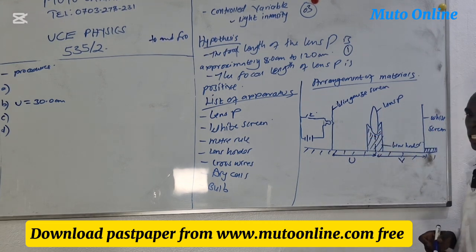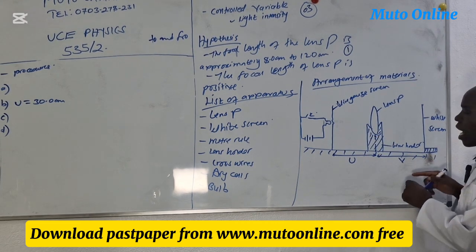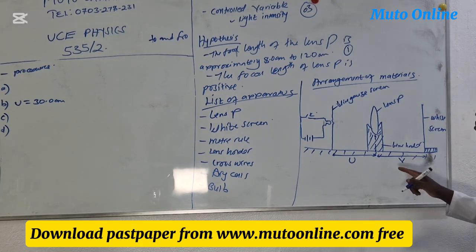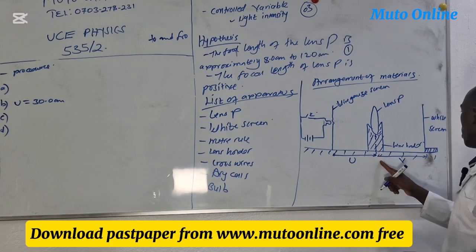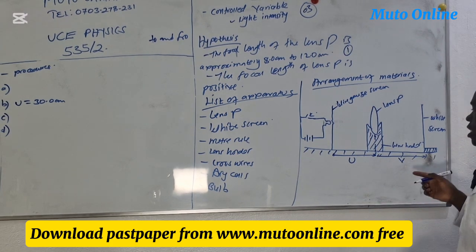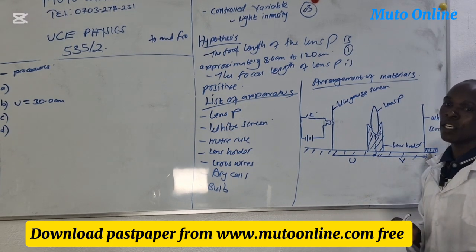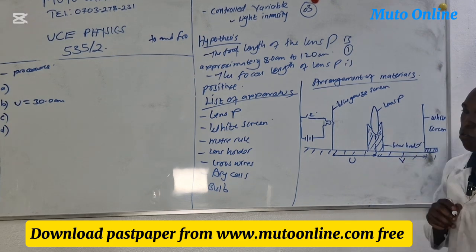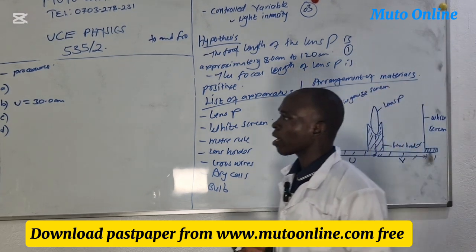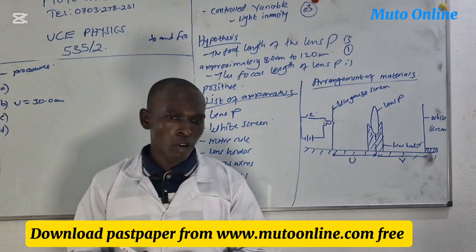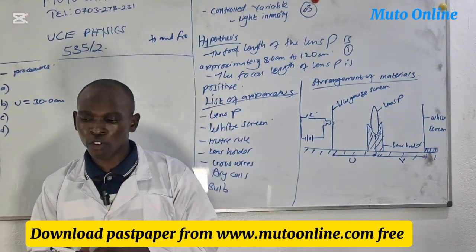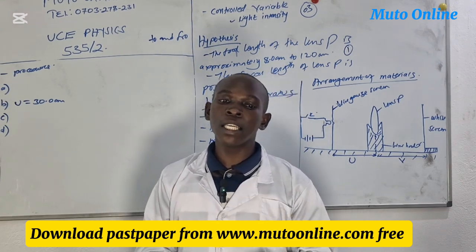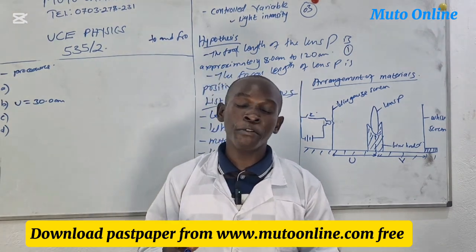When that is attained, then we stop there and we measure distance V, and that is from the lens P up to the white screen, and we are going to call it V. This V is the image distance, which is the dependent variable. Okay, but we realize that we need plotting, and only one value is not enough. So we need to repeat this experiment, for clarity and also to improve on our level of accuracy.